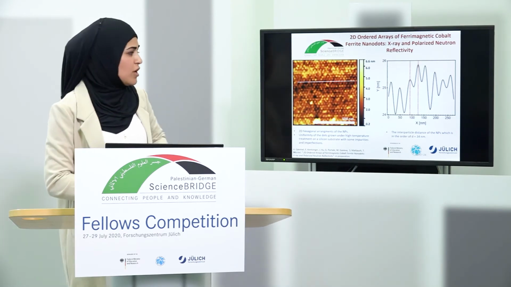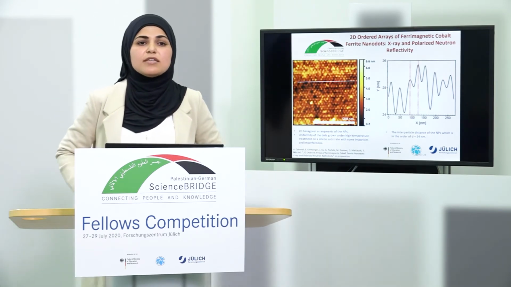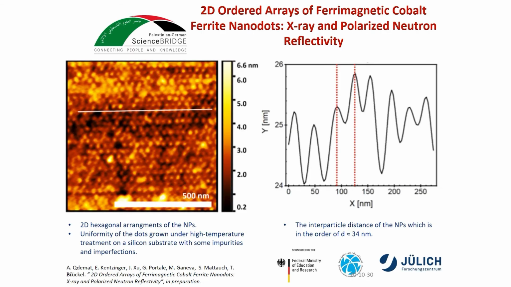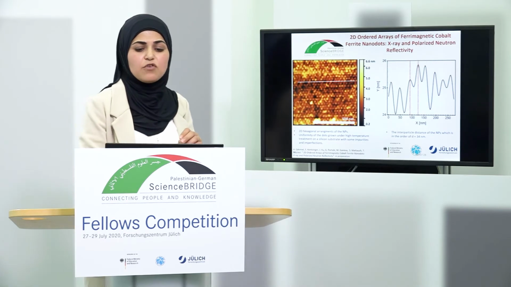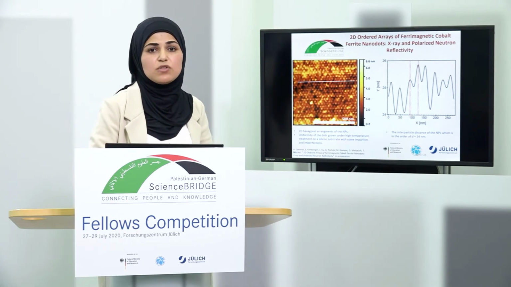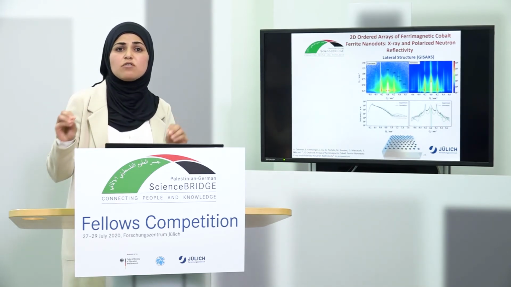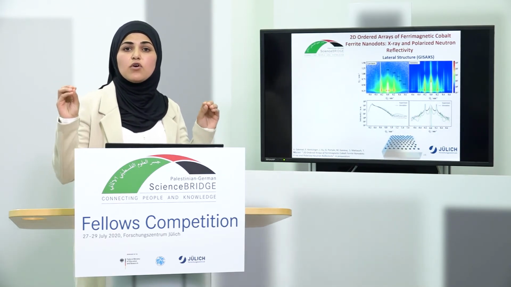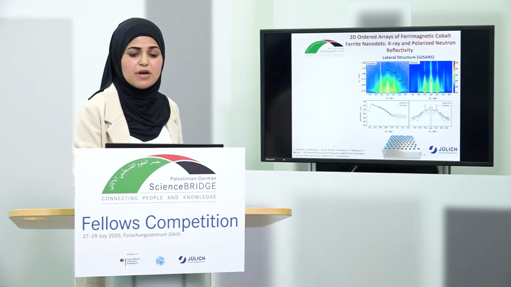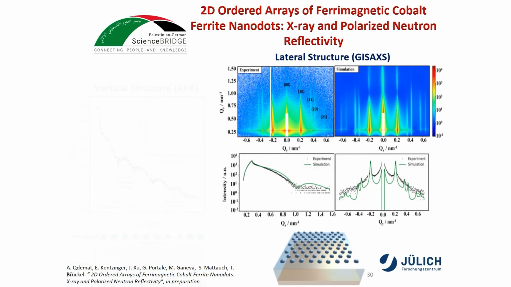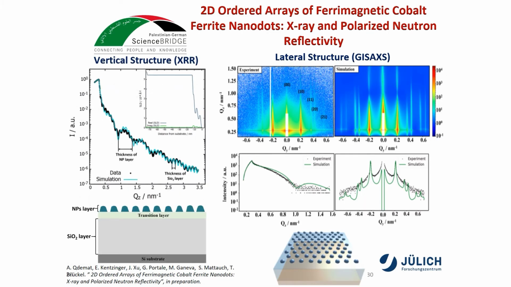The second thing that I'm going to publish next week is about 2D ordered arrays of ferromagnetic cobalt ferrite nanodots, which have a hemispherical shape. I checked it first by AFM, and from the line profile you can get access to the interparticle distances. Same, I did GISAXS, which confirms that I have a highly ordered arrangement of cobalt ferrite nanoparticle, simulated using BornAgain software, and also studied by reflectometry.